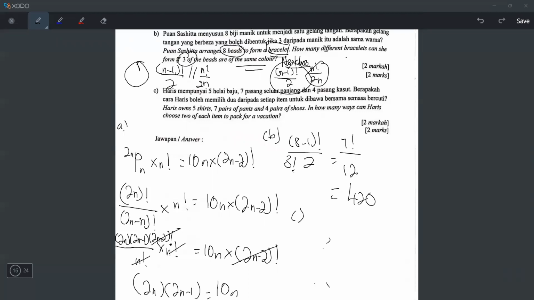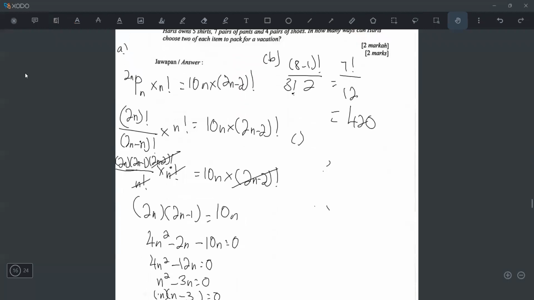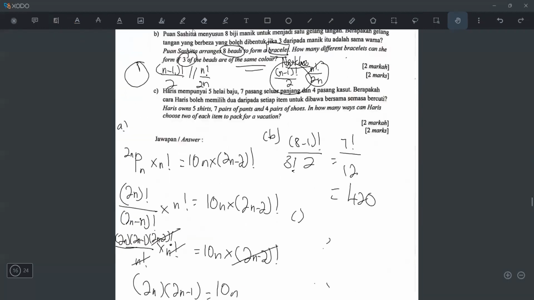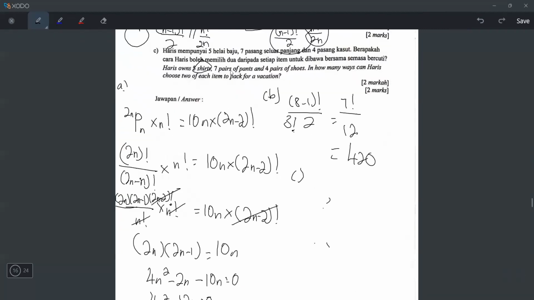Now I think I can go to question C. So question C says what? Question C. Let's scroll down a bit. Okay. Question C. Haris owns 5 shirts, 7 pants, 4 shoes. How many ways can Haris choose? So choose. So we will use combination. So choose 2 of each item to pack for a vacation.